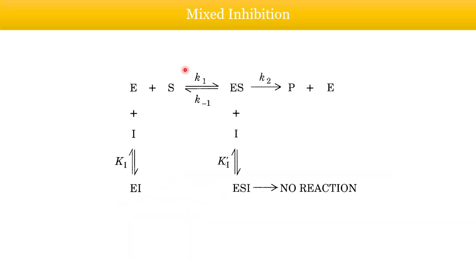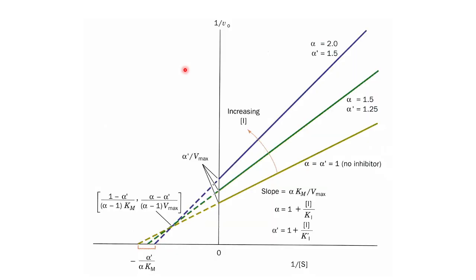The third type is mixed inhibition, where the enzyme can bind with the inhibitor, and the complex can also bind with the inhibitor, and you will have the ESI, that's the enzyme substrate inhibitor complex, or the enzyme inhibitor complex. In that case, in the Lineweaver-Burk plot, you observe many different patterns. So you have the slope that becomes alpha Km by Vmax.